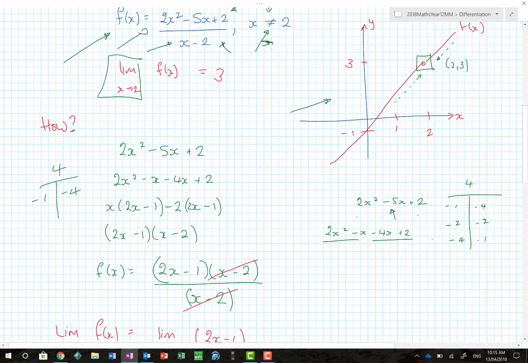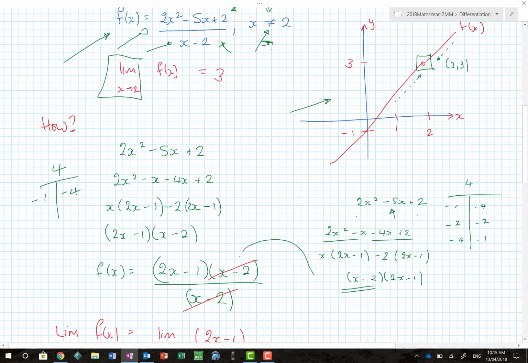I've now got 4 terms, so I can do factor pairs. That becomes x(2x minus 1), take out minus 2, which gives me 2x minus 1, which gives me (x minus 2)(2x minus 1). So when I factorize that top, I get 2x minus 1 and x minus 2. Hold on a moment. That x minus 2 is awesome, because it now looks like it's going to be able to cancel with the bottom of my fraction. Thank you very much, I am a happy bunny.